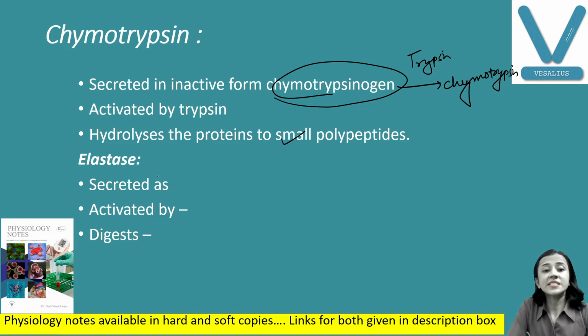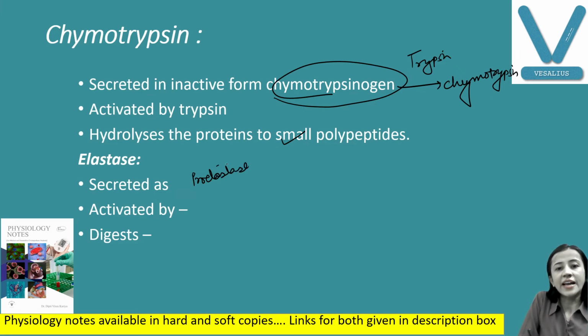The other is elastase. All three, trypsin, chymotrypsin and elastase, are endopeptidases, and they are secreted as proelastase, again in inactive form, and it is also activated by trypsin. And it digests elastin.